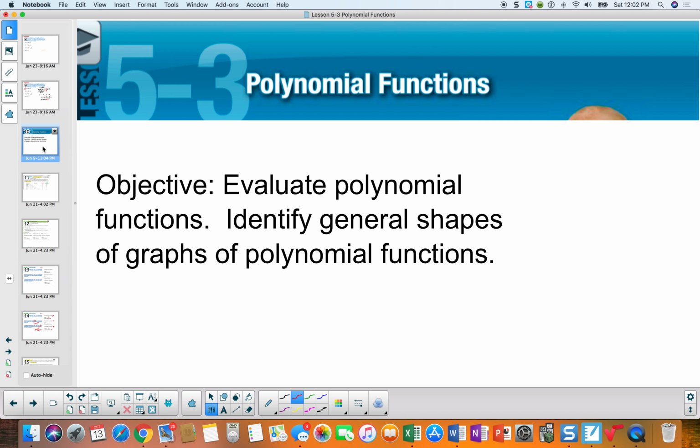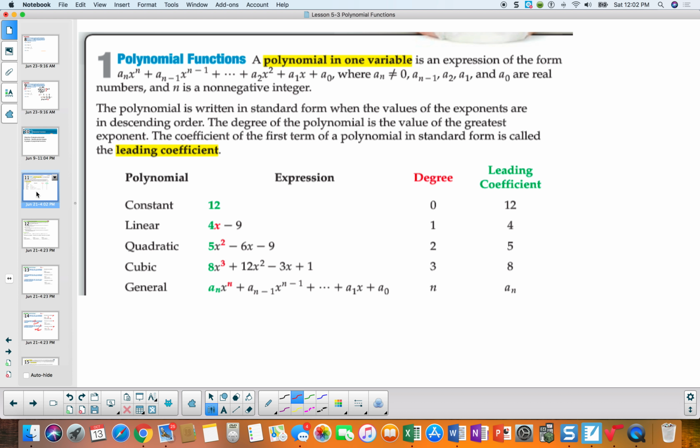Lesson 5-3, polynomial functions. Objective: to evaluate a polynomial function, identify general shapes of graphs of polynomial functions. Okay, a polynomial in one variable is an expression of this form. So you're going to have x's to powers, and they all have to be integers, and you can have some numbers being multiplied in front of it, and you are adding and subtracting all of these terms. This is written in standard form because we're going from the largest value to the smallest value.